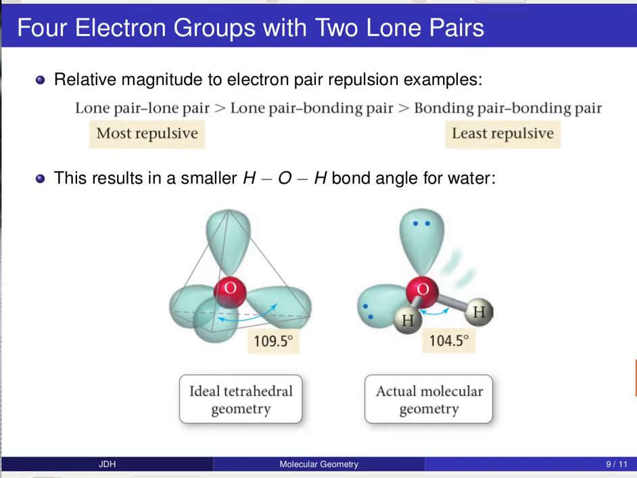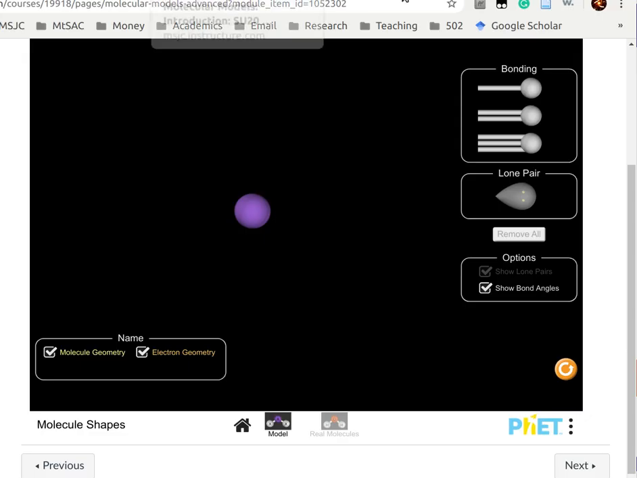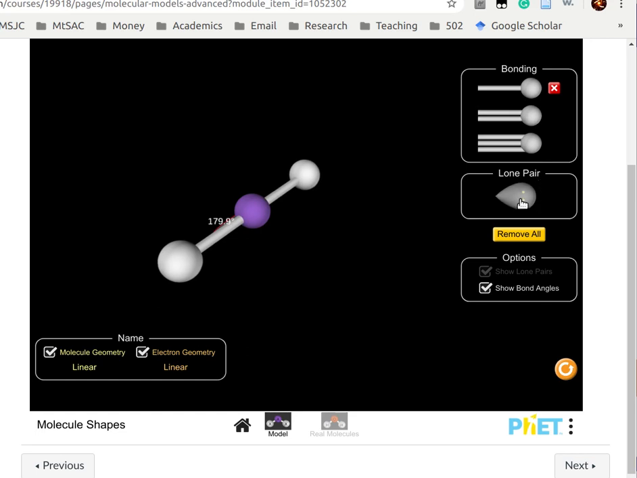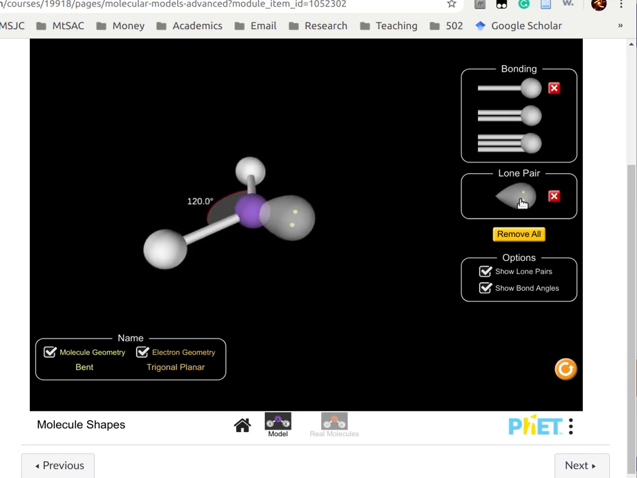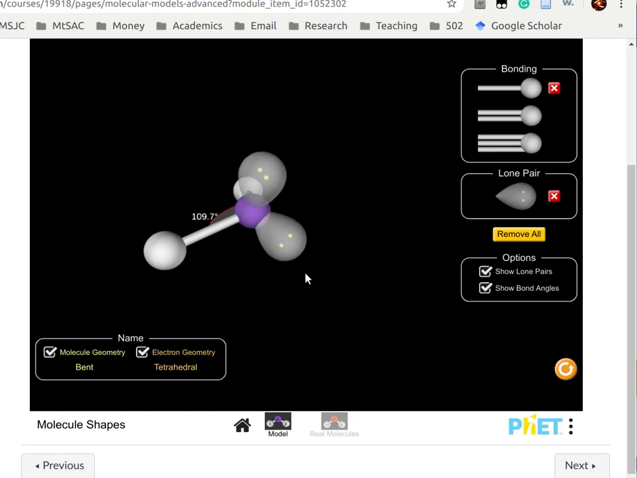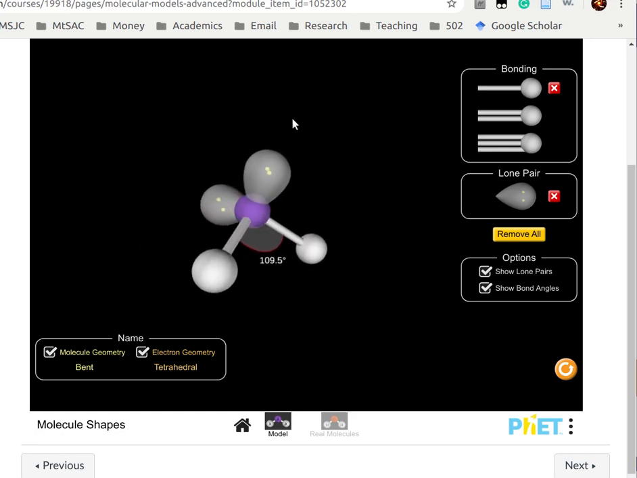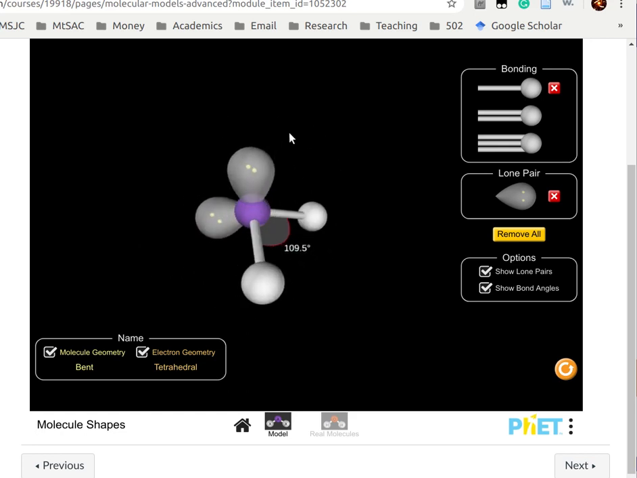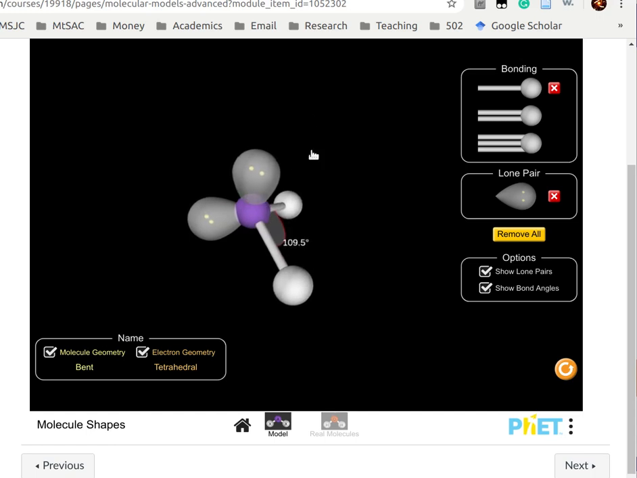Okay, and now we could extend this even further and say, well, hey, what if we have 4 electron groups, but now 2 lone pairs? Okay, well, once again, we can go back to our simulation. In this case, we'll build up water, as we saw before, and we're going to take our central oxygen, put one hydrogen, put another hydrogen, and then put 2 lone pairs. The introduction of 2 lone pairs obviously gives us a total of 4 electron groups, so the electron geometry will be tetrahedral, right?